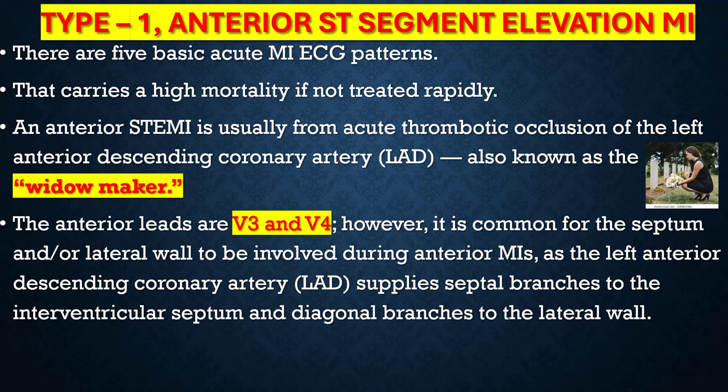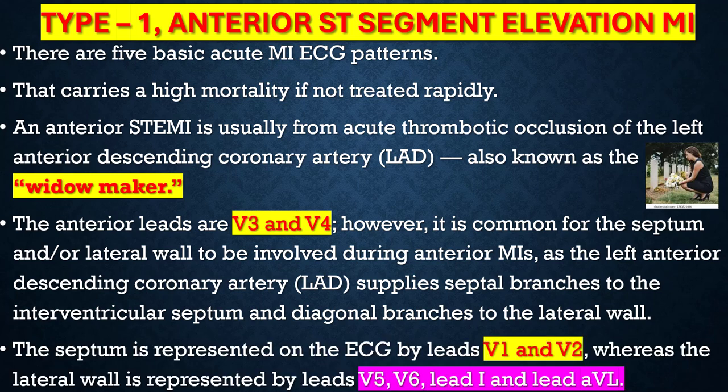However, it is common for the septum and or lateral wall to be involved during anterior myocardial infarctions, as the left anterior descending coronary artery supplies septal branches to the interventricular septum and diagonal branches to the lateral wall. The septum is represented on the ECG by leads V1 and V2, whereas the lateral wall is represented by the leads V5, V6, lead 1 and lead AVL.